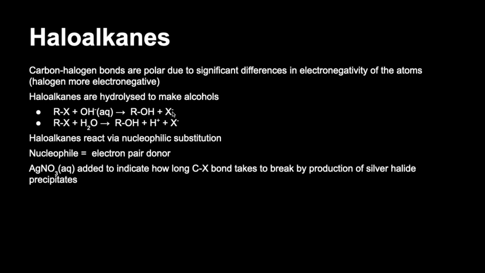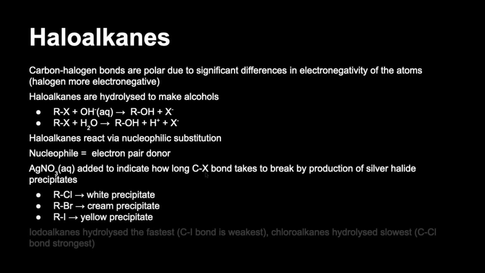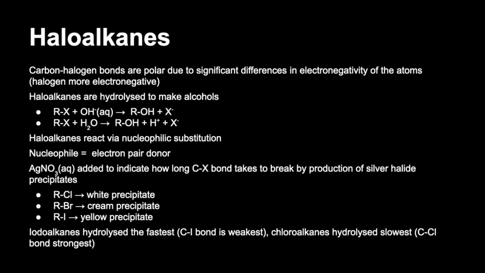And the relative rate of hydrolysis, remember, is all dictated by the strength of the carbon-halogen bond. So iodoalkanes are hydrolyzed the fastest, and that's because the C-I bond is the weakest of the three carbon-halogen bonds. Chloroalkanes hydrolyze the slowest because the C-Cl bond is the strongest.